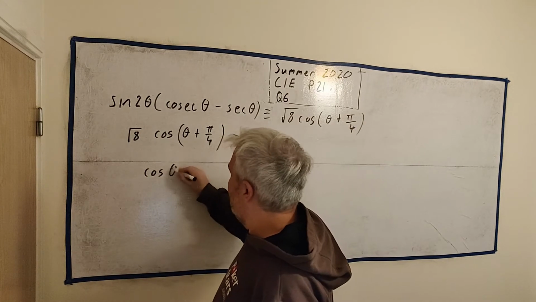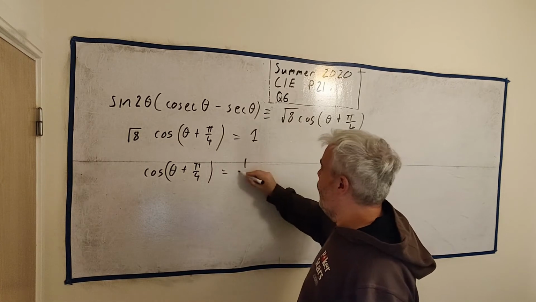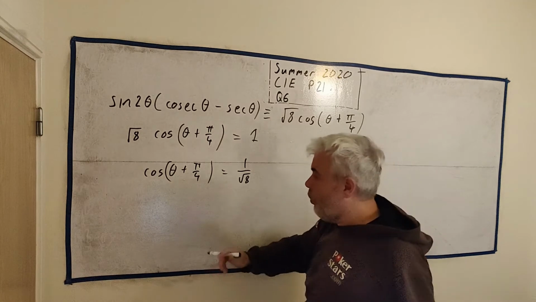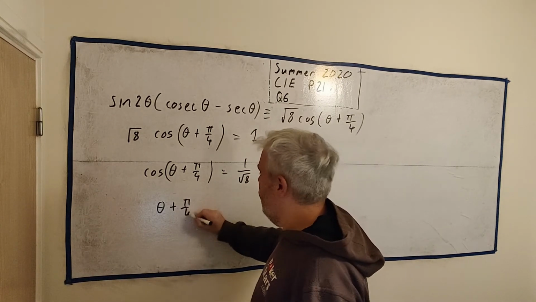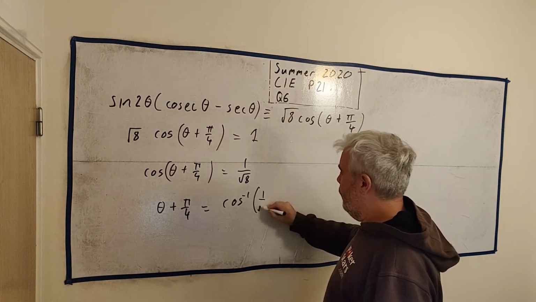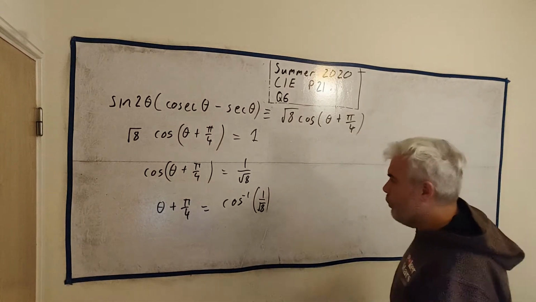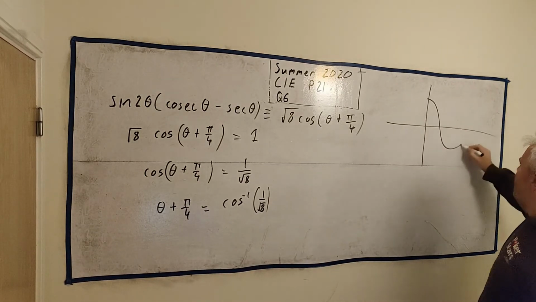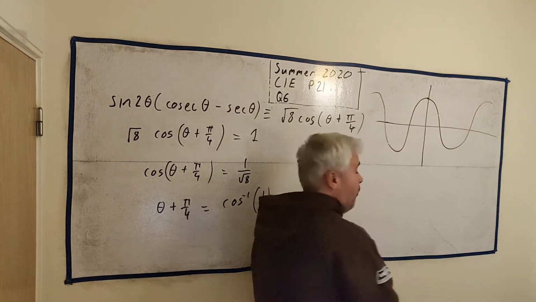We'll get cosine of theta plus pi over 4 is equal to 1 divided by square root of 8. Let's take the inverse cosine of both sides. We'll get theta plus pi over 4 is equal to the inverse cosine of 1 over square root of 8. The calculator will just give us a number for this. But remember, when we're dealing with cosines, let's draw a cosine here, and it comes down this part of the world. We don't just get one answer.